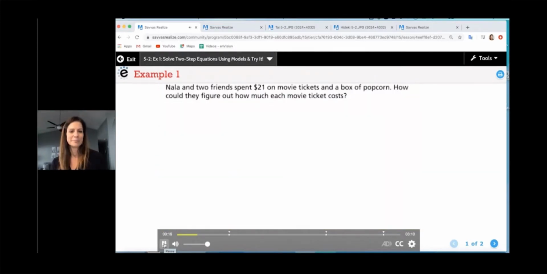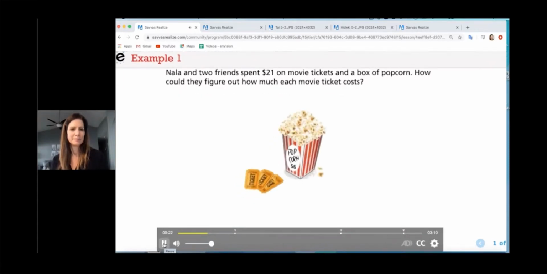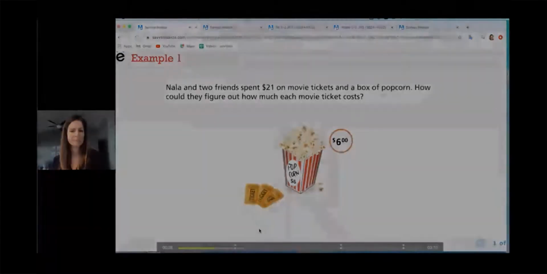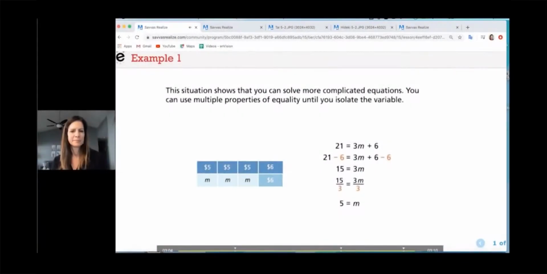Nala and her two friends spent $21 on movie tickets and a box of popcorn. The popcorn cost $6. How could they figure out how much each movie ticket costs? You can use multiple properties of equality until you isolate the variable.